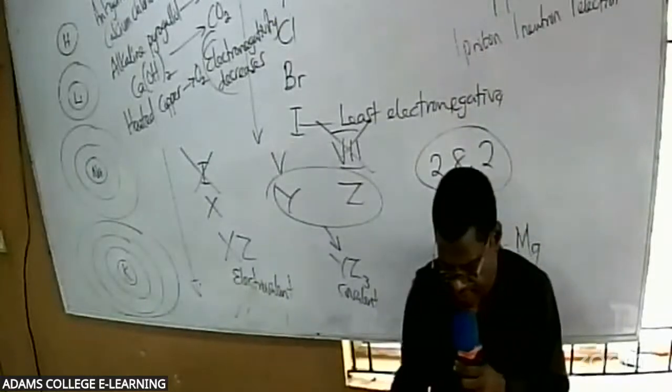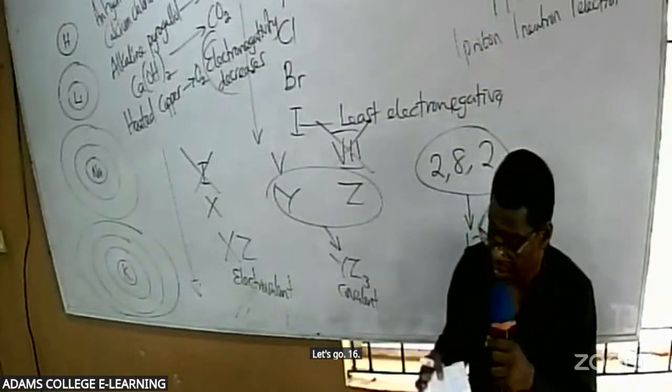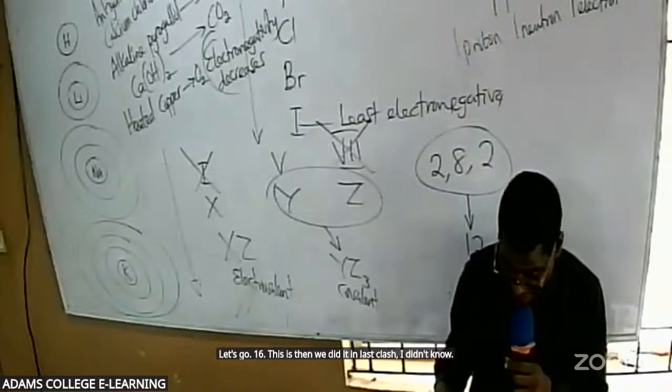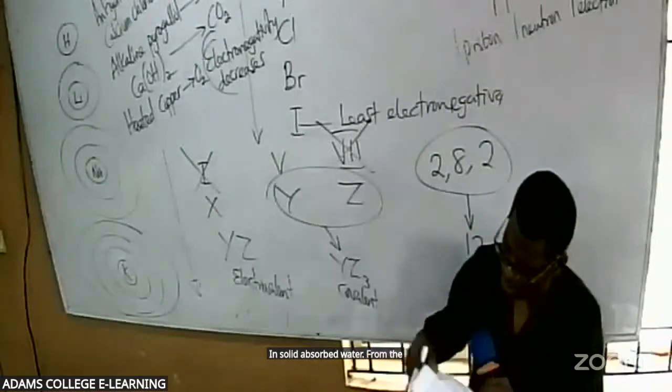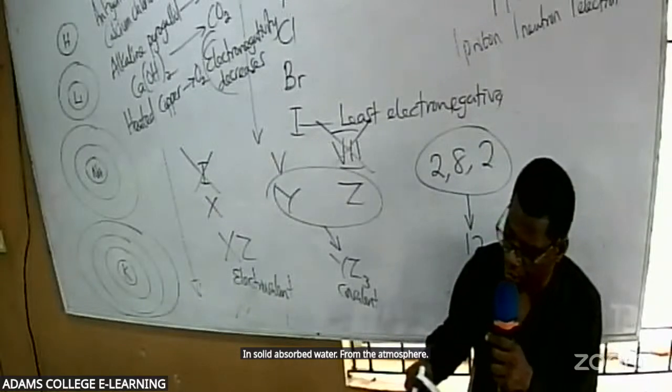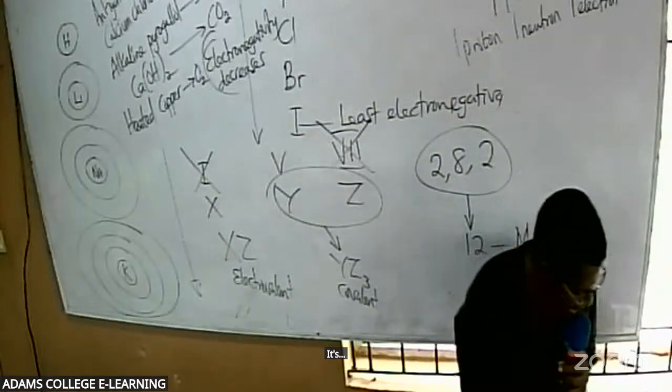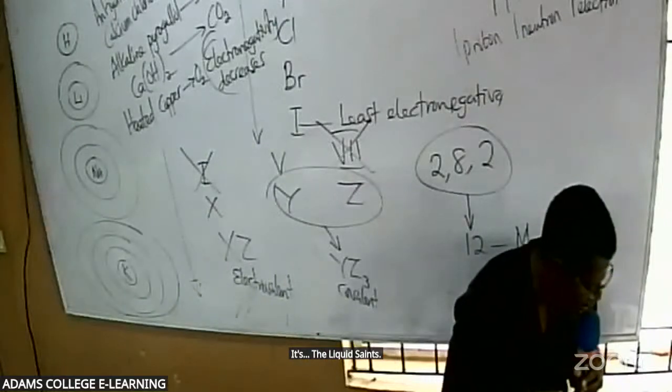Let's go. 16. This 16, we did it in last class. A solid that absorbs water from the atmosphere and forms an aqueous solution is called what? Deliquescent.